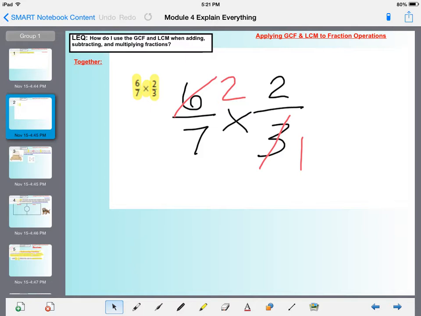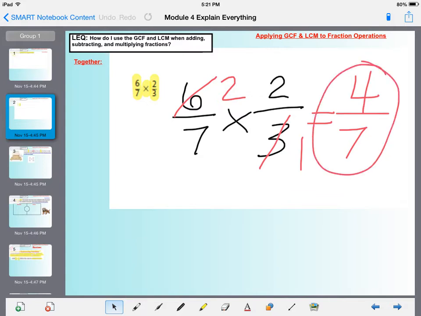I can't do anything with the 2 and the 7, so I'm going to go ahead and multiply straight across. 2 times 2 equals 4, and 7 times 1 equals 7. Simplest form, the answer is 4/7.